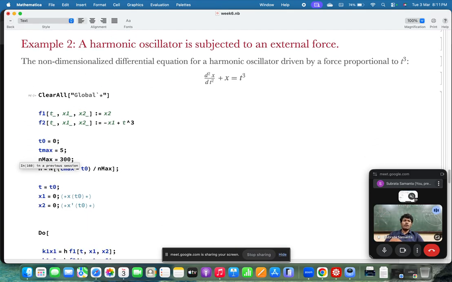Okay. Now, I solve another problem. So, basically a harmonic oscillator subjected to an external force. So, this is a non-dimensionalized differential equation, basically dimensionless form. You see that d2x/dt2 plus x. So, there are no variables. Here t is the dimensionless time, x is the dimensionless displacement. And this is basically proportional to t cube. So, your driving force is proportional to t cube. And you solve this.